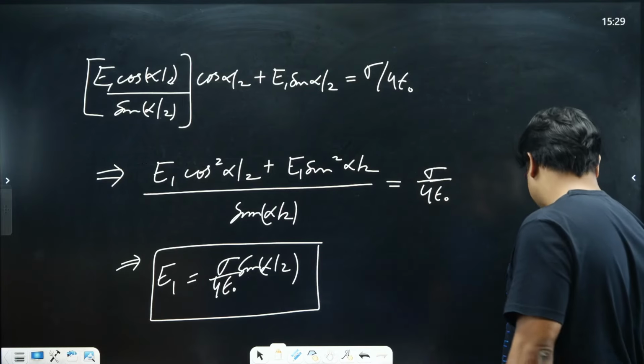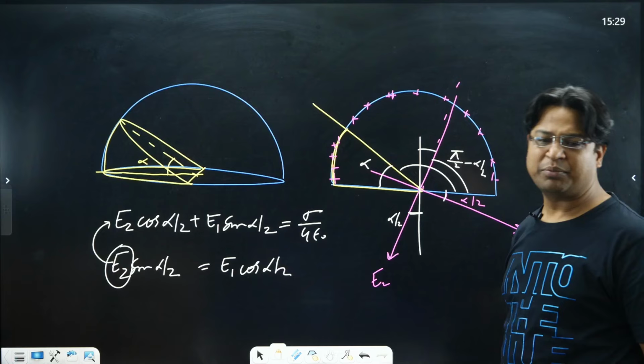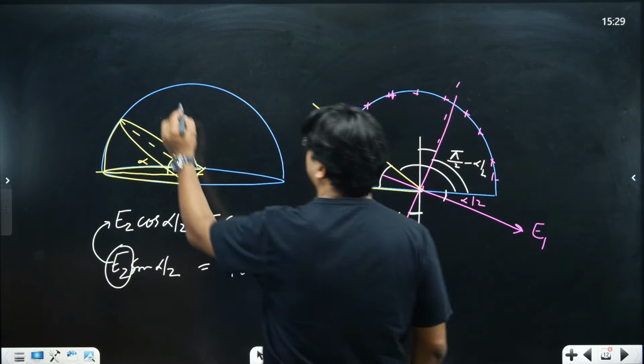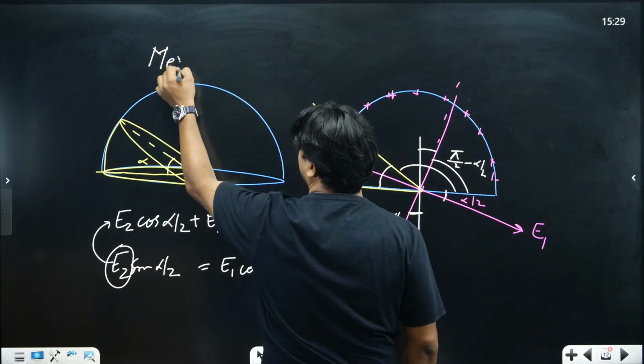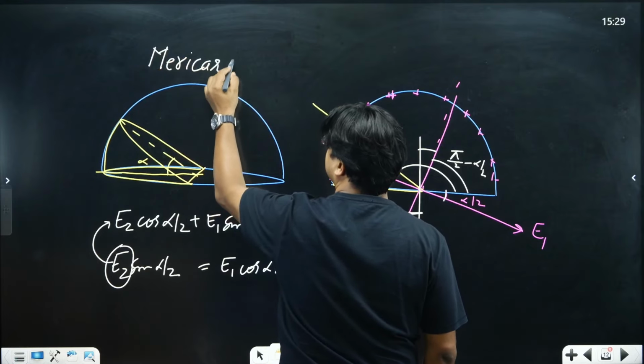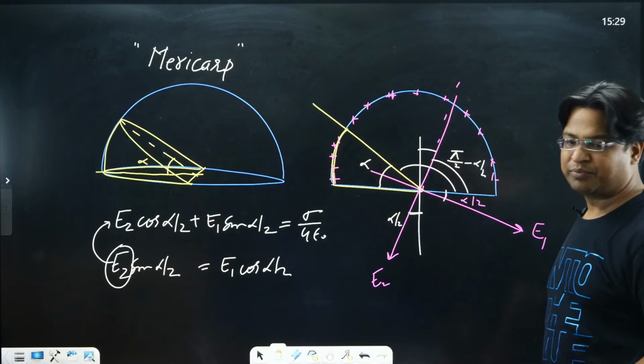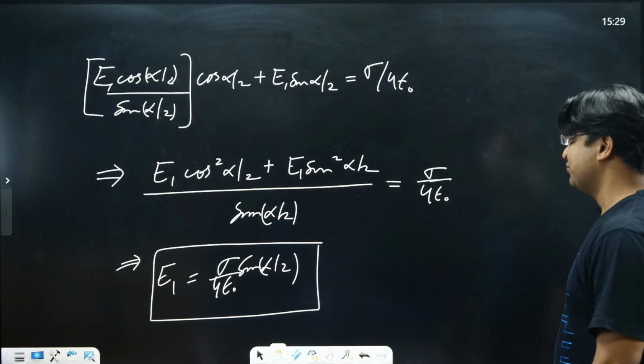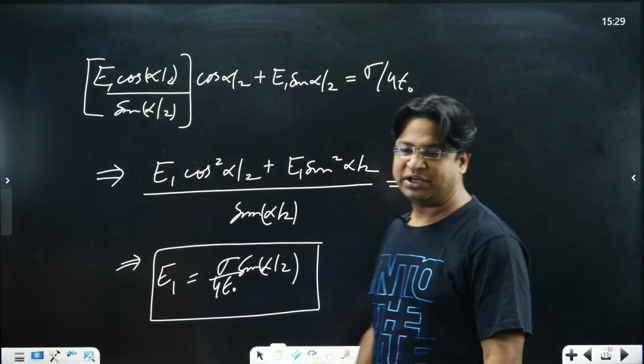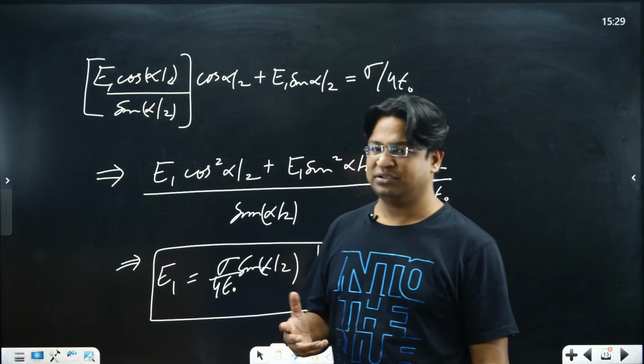So this problem is a very popular problem. There is a very popular book called Krotov, and in that book it is referred to as the Mary-Karp problem. So a very popular problem it is. So this is the result that we are getting of some portion.